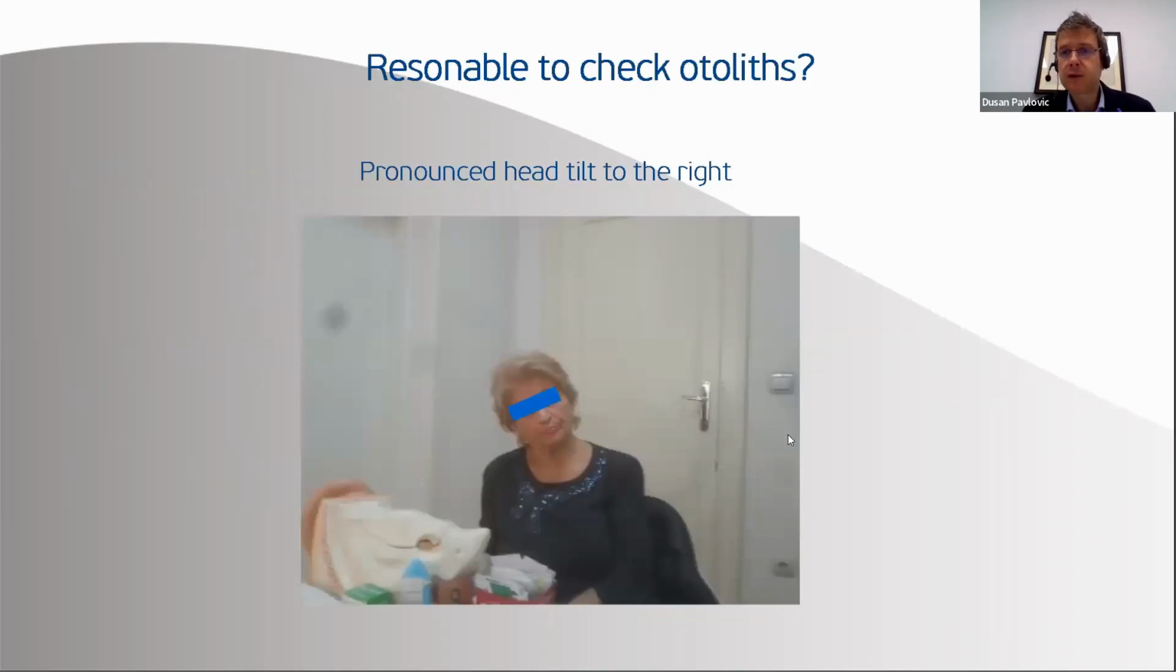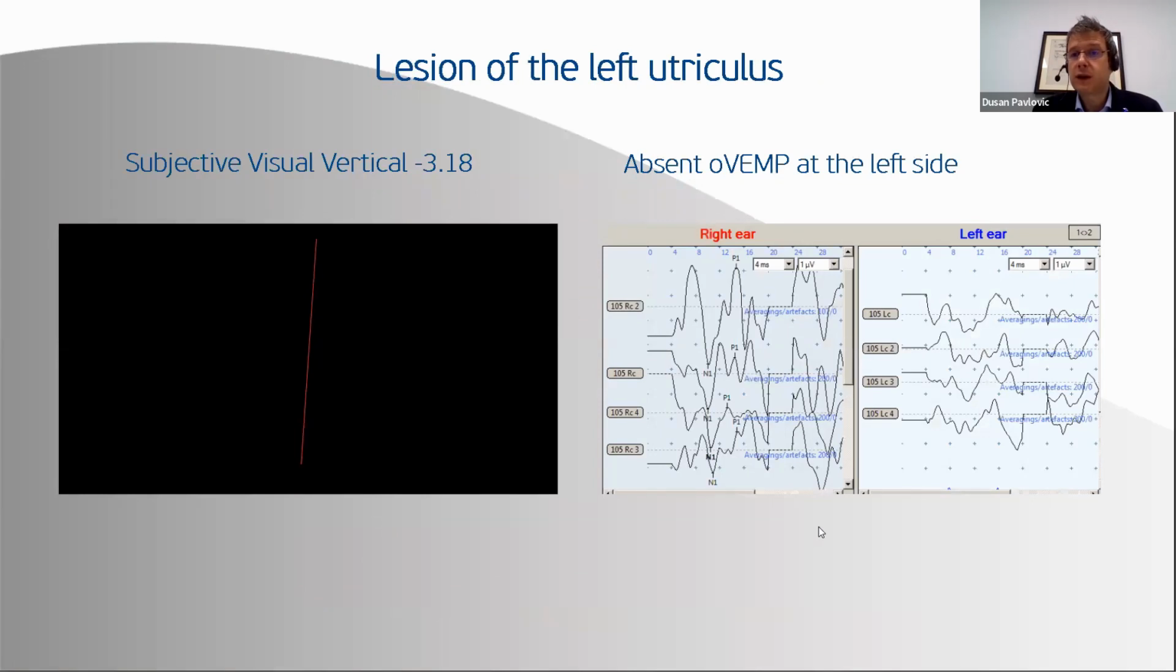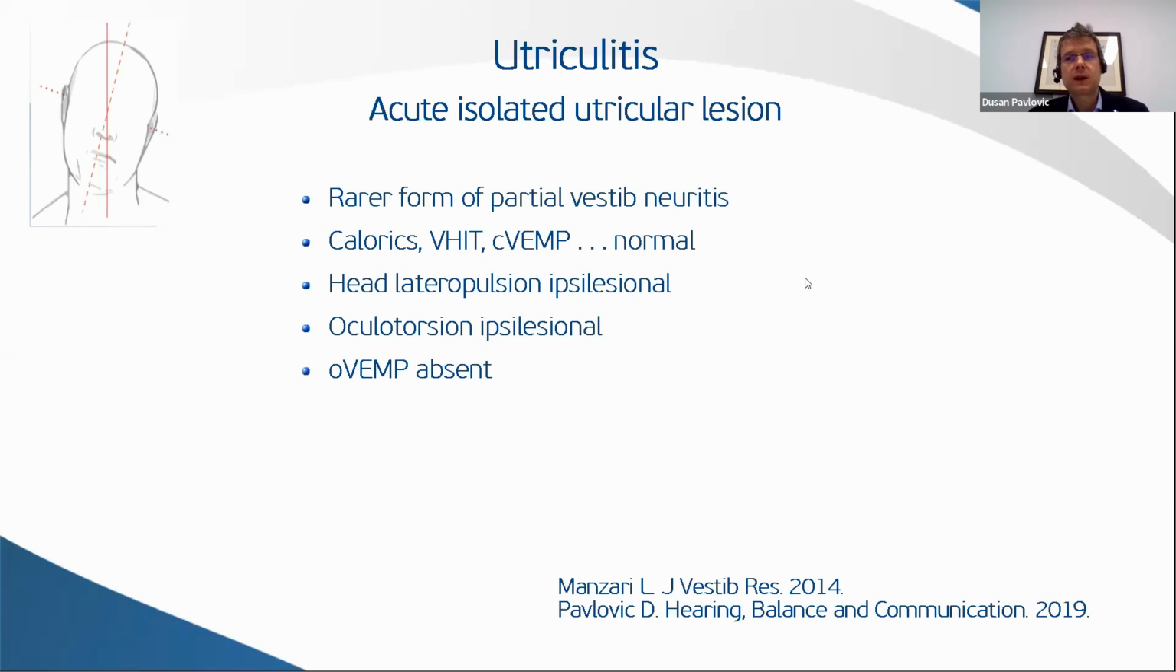While I was talking to that lady, I noticed a really strange position of her head. She had lateral pulsion of the head, and it was worth testing the utricle also. And here, subjective visual vertical was deviated to the left side by more than 3 degrees. And when we measured OVEMPs, there was a normal response at the right ear, but a very low or absent response on the opposite side, on the left side. So what can we conclude here?